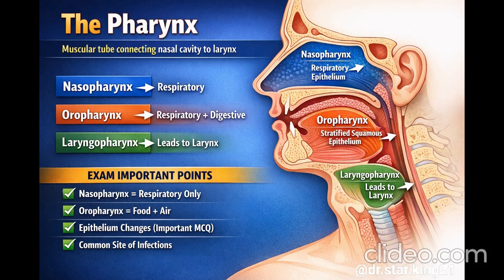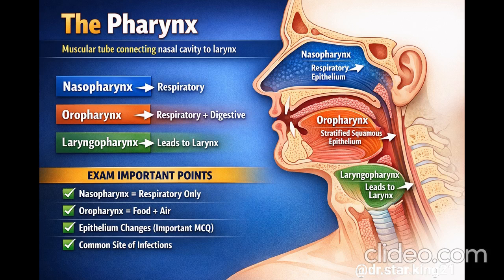The next part is pharynx. Pharynx is a muscular tube that connects the nasal cavity to the larynx. It acts as a common passage for air and food, which makes it clinically very important. So, coming to the division of pharynx, pharynx is divided into three parts: nasopharynx, oropharynx, laryngopharynx. The nasopharynx is concerned only with respiration. Oropharynx is the common pathway for air and food. Laryngopharynx leads directly into the larynx.